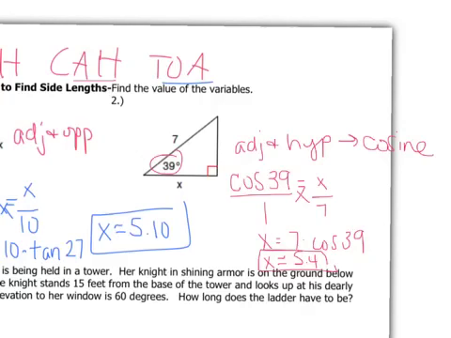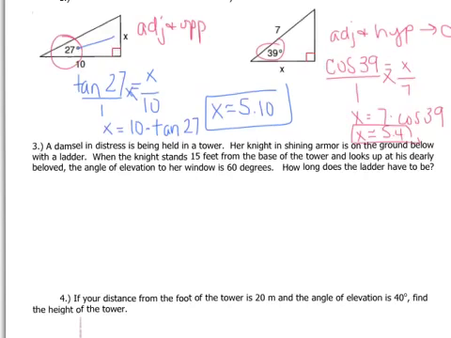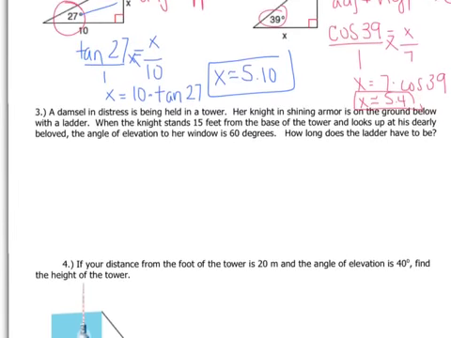You like this problem? A damsel in distress is being held in a tower. Her knight in shining armor is on the ground below with a ladder. So let's kind of draw this out. What's a damsel? Like Rapunzel is a damsel in distress. She's stuck up in the tower. Kind of like that one girl in Shrek. Yep, Fiona, yes. I do not know her name.